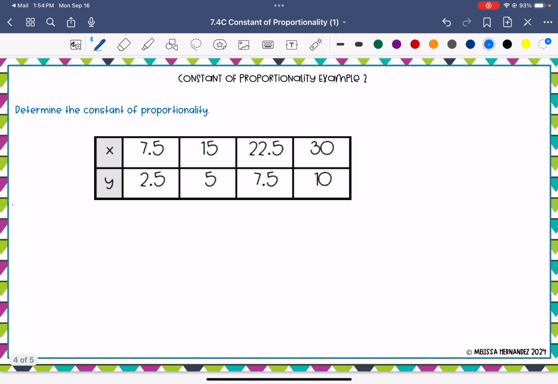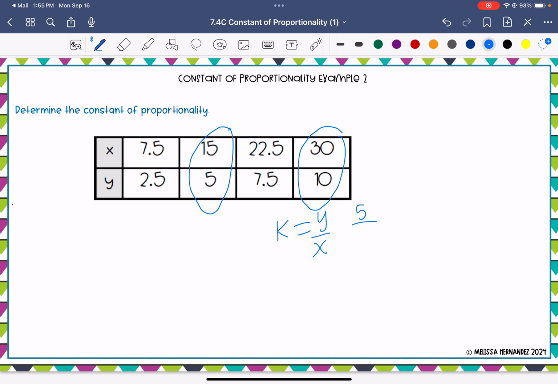Okay, for this example, it's the same thing. We're still looking at Y over X. So, because it says to find the constant of proportionality, I can pick any 2 points. I'm going to go with whole numbers. I'll try to avoid decimals if I can. The only thing I can suggest is make sure you label and write your equation all the time.